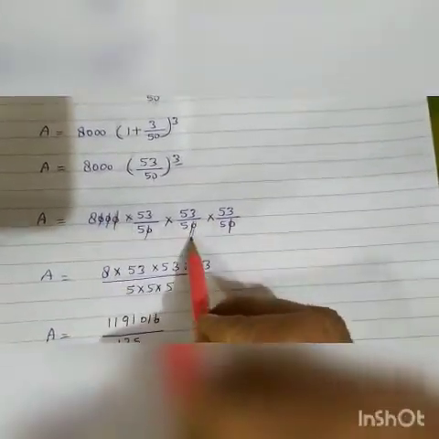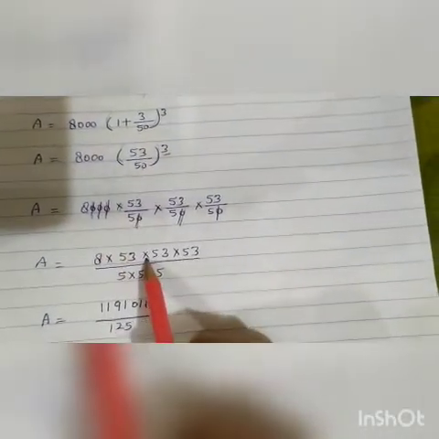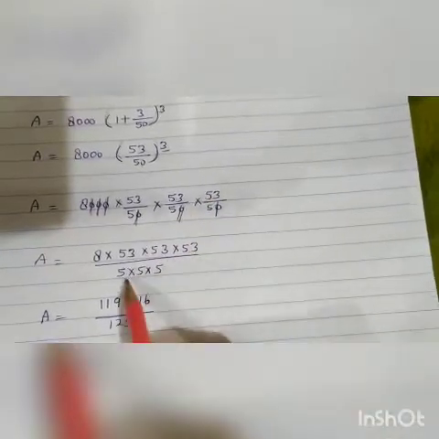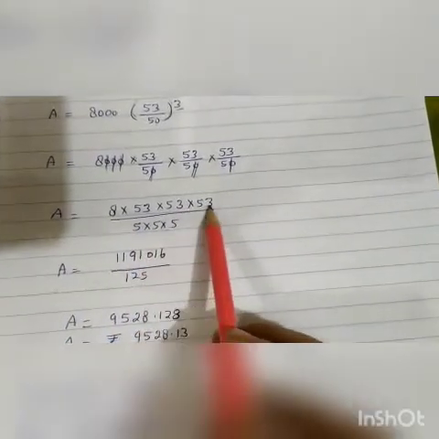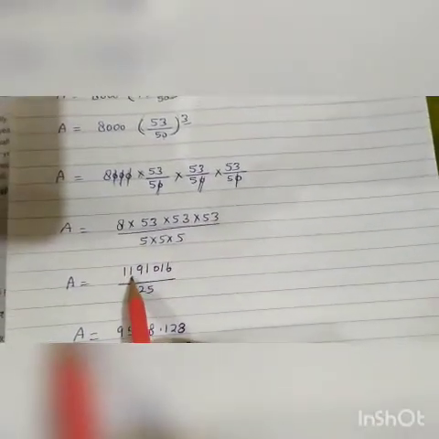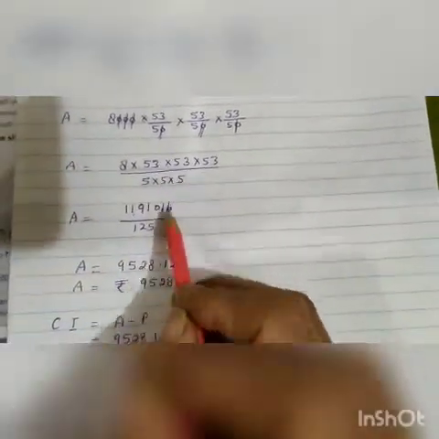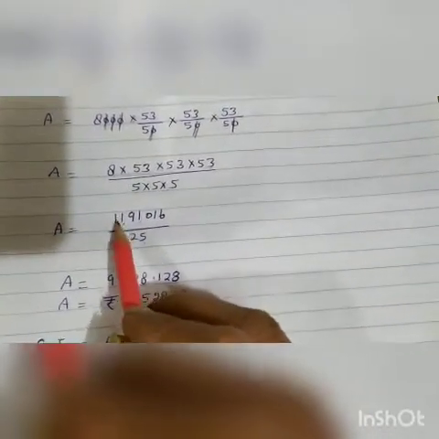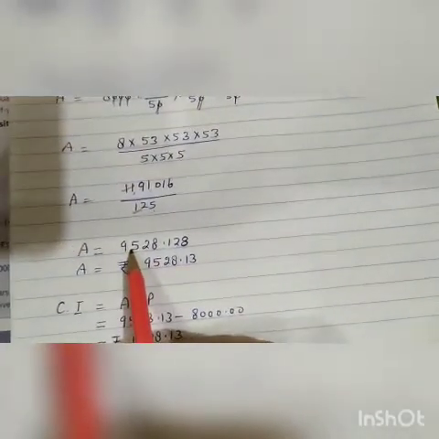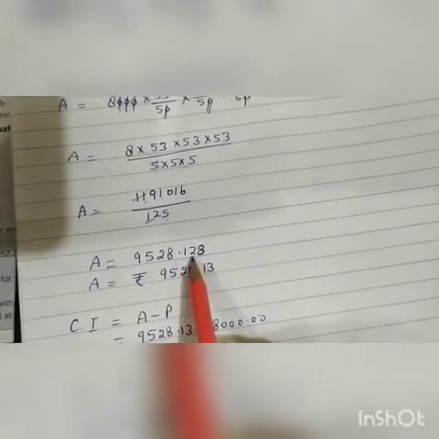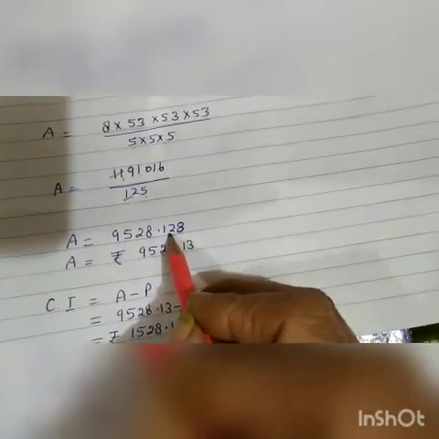0 0 cancel, 0 0 cancel, 0 0 cancel. Now this 8 into 53 into 53 into 53 upon 5 into 5 into 5. Now when we multiply these all four numbers, we get 11,91,016 upon this 5 5s are 25, 5 5s are 125. When we divide this number by this 125, we get 9,528.128.